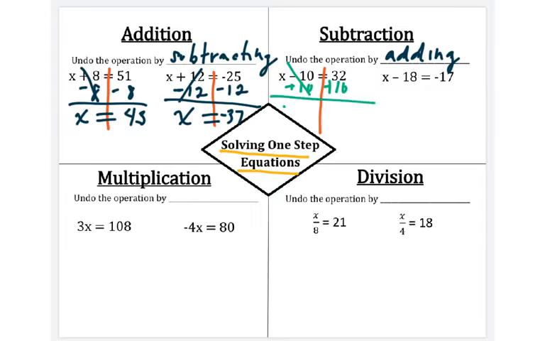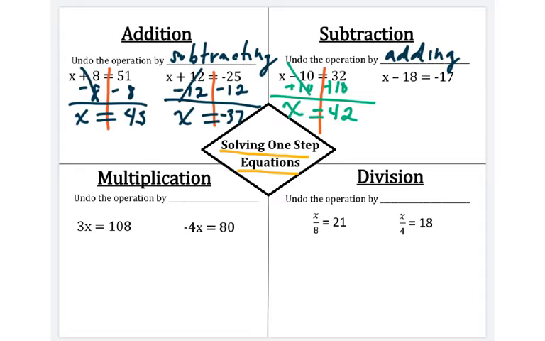On the left side, that leaves us with an x. Negative 10 plus 10 is 0, so that canceled. And on the right side, 32 plus 10 is the number 42. So x equals 42. We will do one more like that.